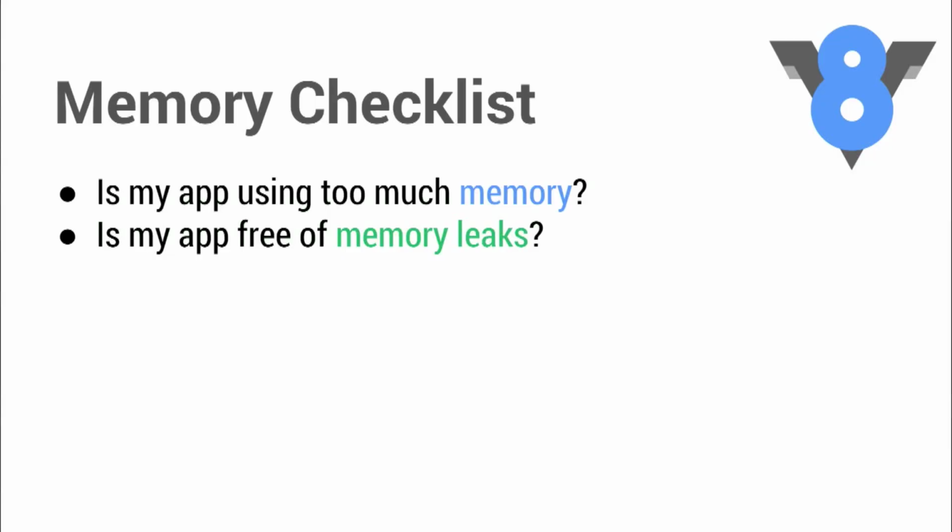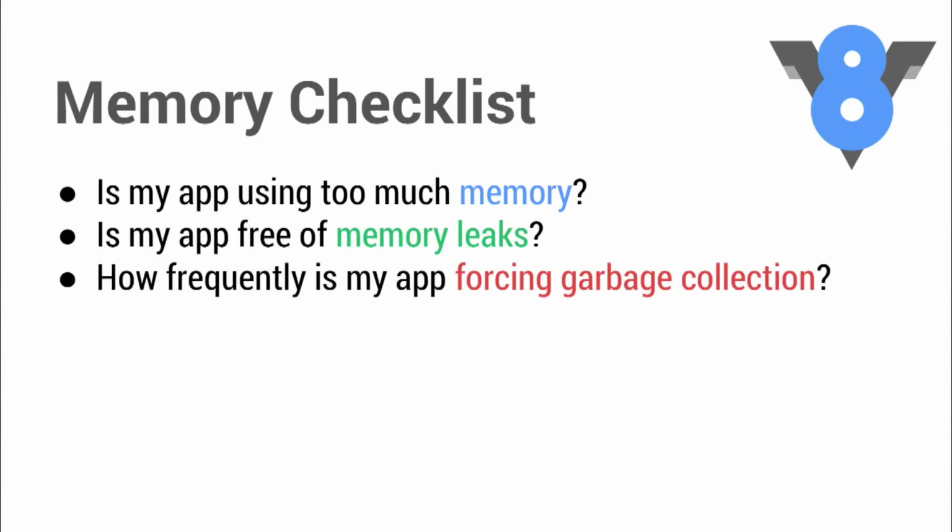Is my app free of memory leaks? Use the Object Allocation Tracker. Object Allocation Tracker can help you narrow down leaks. It looks at JavaScript object allocation in real time. You can also use the Heap Profiler to take heap snapshots, analyze memory graphs, and compare snapshots to discover what objects are not being cleaned up by garbage collection.